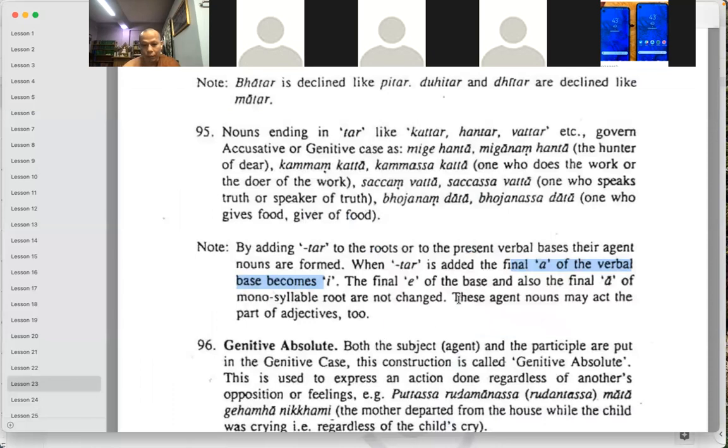Here you see the last one is important. This agent noun also may act the part of an adjective. It can be an adjective: one who does the work, or doer of the work, and so on. In the later examples we will see, but not an example here. When you do the exercise, that point will be clear. Sometimes it is a noun, sometimes an adjective. If it has another noun to modify, it will be an adjective, but without a noun, it will itself be a noun.